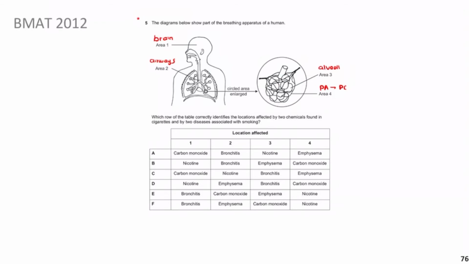So which chemical in smoking would affect the brain? That's probably just talking mainly about addiction, isn't it? And addiction is really mediated by nicotine. So therefore, it should be either B or D. And then number 2. So what's number 2? Number 2 is the airways, right? So the airways, the bronchus and bronchioles, partly the trachea as well. So hopefully, guys, it's clear that it will be this one.